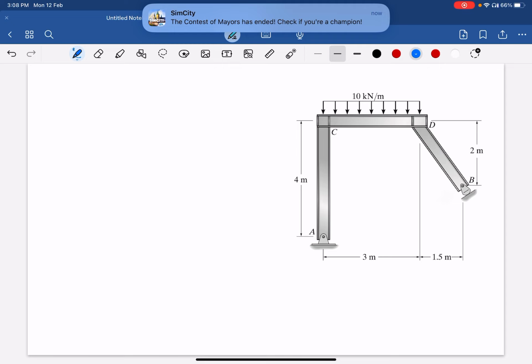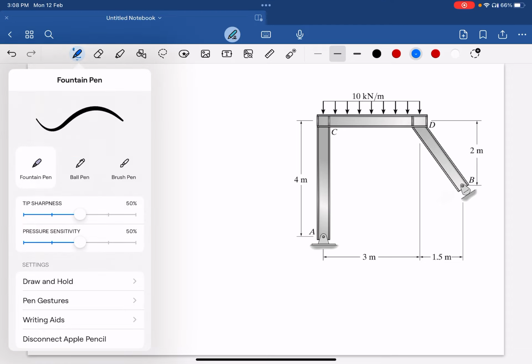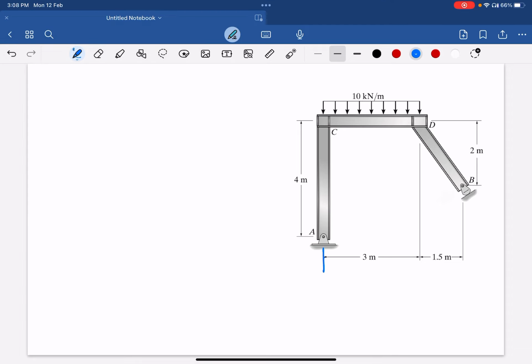Today we'll be learning how to get the reactions in this frame. For that frame we have a pin support at A, so there is a reaction, we call it Y at A. And for a pin support, of course, we also have another horizontal reaction, we call it X at A. Then we have a roller support at B, but it is inclined, so the reaction will be only one reaction which is perpendicular to the support, and we call it F at B.